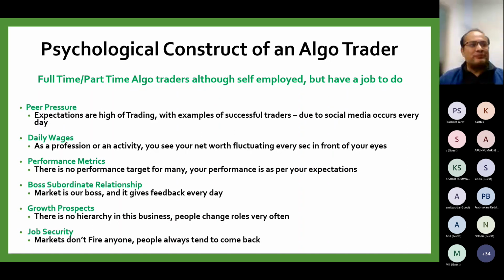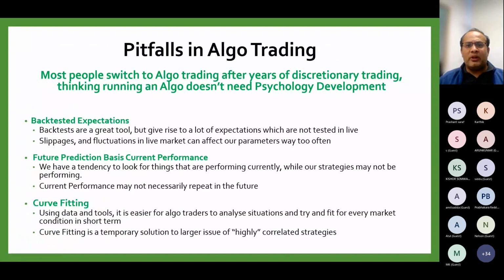When we talk about these kinds of things, it's very important to look into it psychologically. How does this kind of thing affect us? When we come to algo trading, most of the people will switch to algo trading because of years of discretionary trading. They believe that they don't need to develop their psychology strongly with algo trading, and that algo trading will take care of everything. And that's not true, because there are certain pitfalls in algo trading. Sometimes we feel that this is what will actually help us, but in a sense we expect too much out of those things.